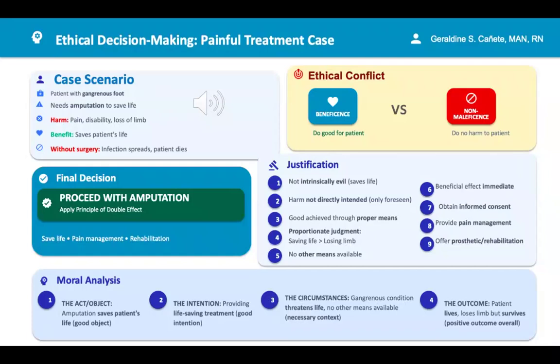The life-saving effect of the amputation is also immediate. But of course, the patient must be fully informed about the risks and benefits of the procedure and must give their voluntary informed consent. Also, the medical team must provide adequate pain management to minimize the patient's suffering. And the patient should be offered prosthetic and rehabilitation services to help them adjust to their new situation.